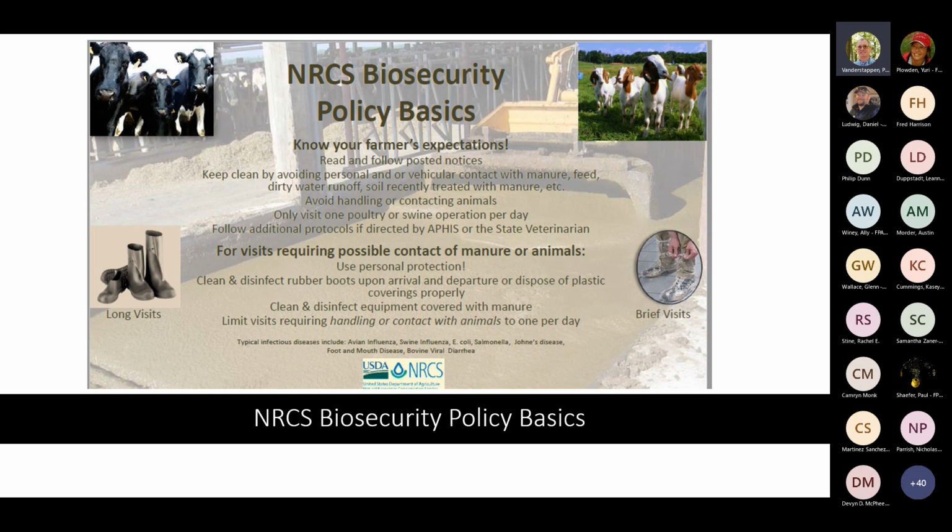NRCS doesn't issue you clothing, but certainly, if you're going to these operations today, you should. Those clothes should be washed and cleaned before you wear them out the next day to a different operation. So keeping your clothing clean is critical for general biosecurity practice.